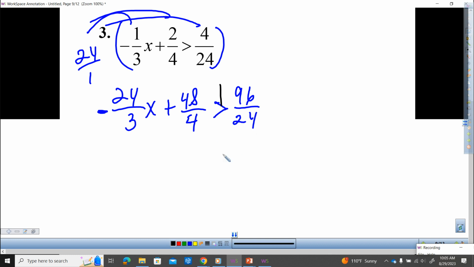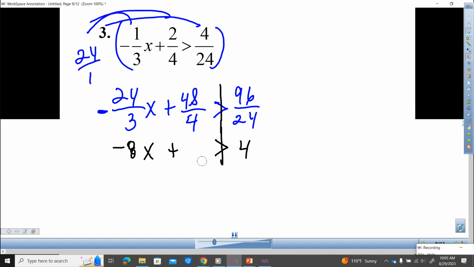Line down the inequality symbol, I'm going to simplify. Here we go. This is negative 8x plus 6 greater than 4. So far so good, yes? Did I make a mistake? Oh, it's 12, yeah. This is 12. I did that on purpose to see if you were paying attention. That's pretty good, right? I'm telling you, I got this.